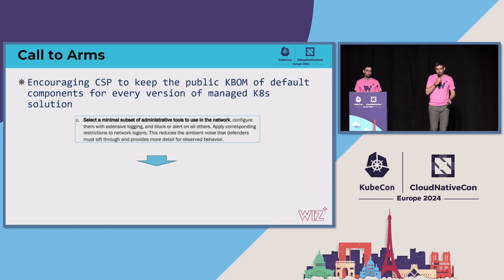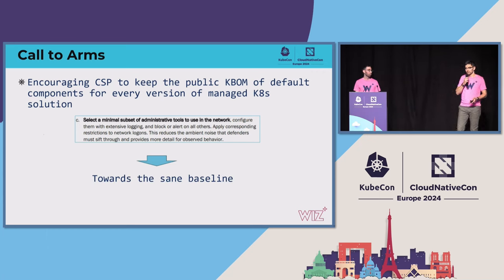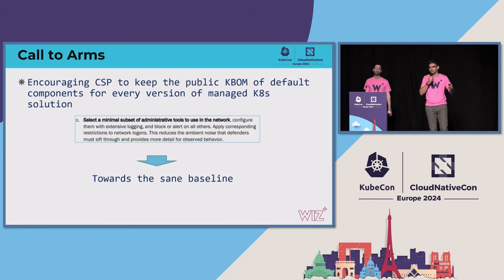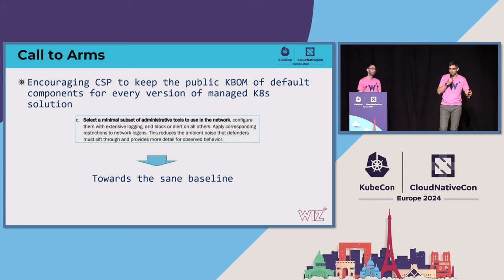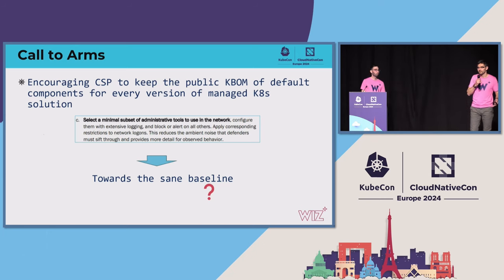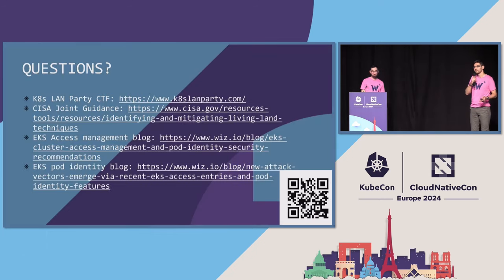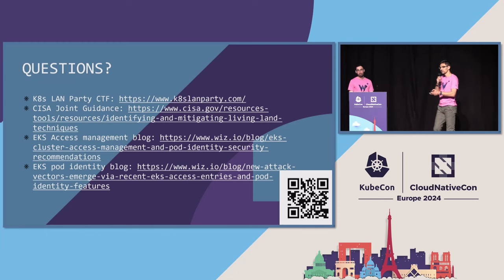So we realize this is not everything, but I think this is a good several steps towards solving the problem, towards that same baseline that CISA guidance talks about. But we probably don't really understand what the baseline looks like. But it's a step in the right direction, I think. Okay, this is all we have for today. Thank you all for attending.